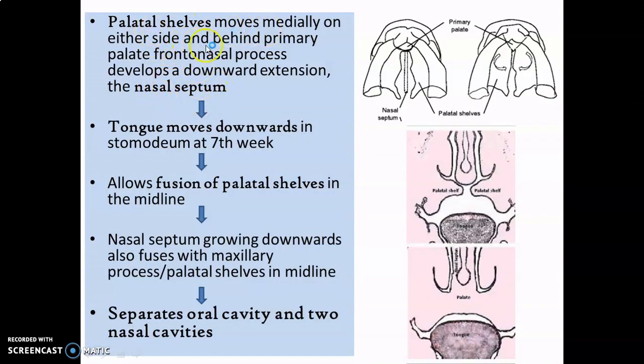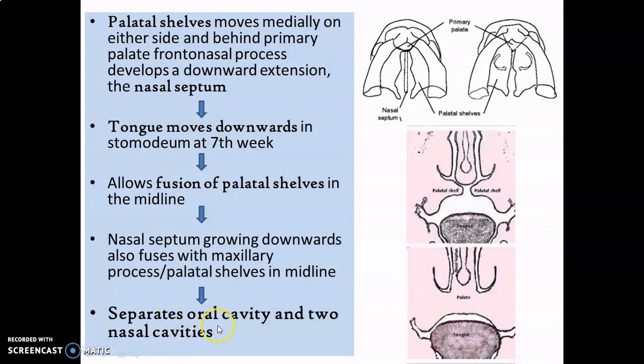So palatal shelves move medially on either side behind the primary palate, and at the same time the frontonasal process in the midline develops a downward or vertical extension, which is the nasal septum. You can see here this is the vertical extension that develops from the frontonasal process and moves downwards to join these joining palatal shelves. Thus all these three extensions, the one vertical extension and two lateral extensions of palatal shelves, join in the midline, forming two separate nasal cavities and one oral cavity.